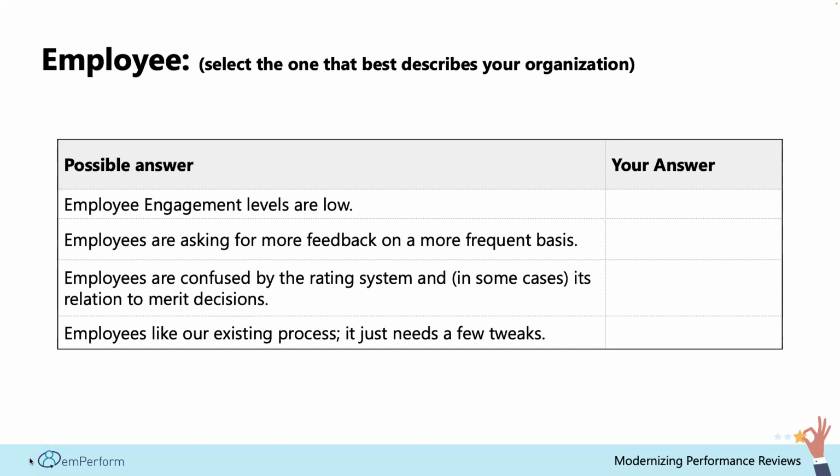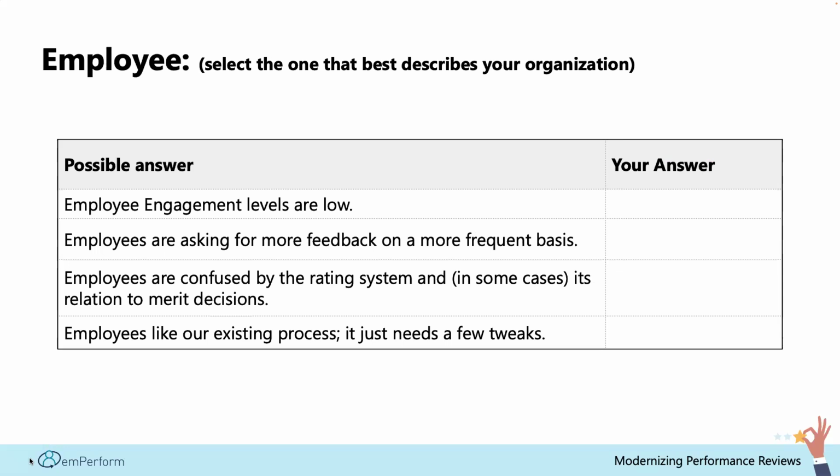Okay, next one, the employee dimension. Let's select what best describes your employees. Engagement levels are low. Employees are asking for more feedback on a more frequent basis. Employees are confused by the performance review or the rating system, and in some cases, they're very confused by its relationship to merit or succession decisions.